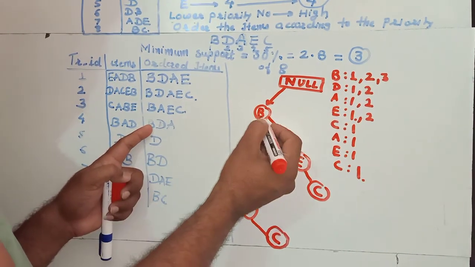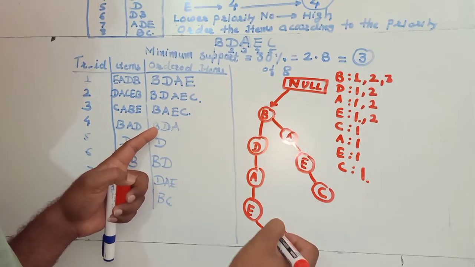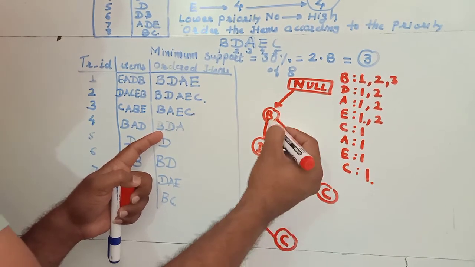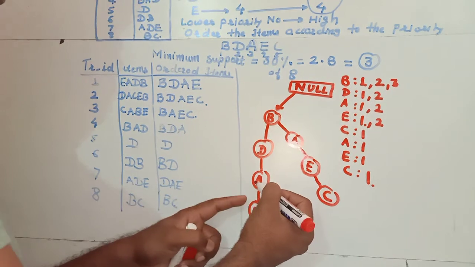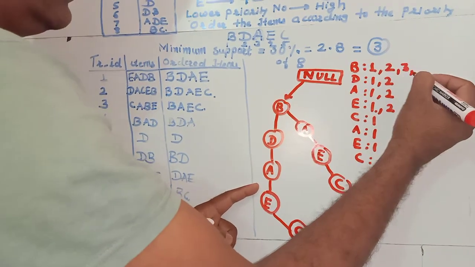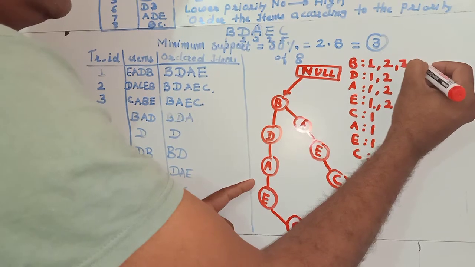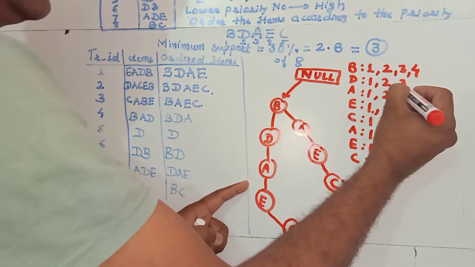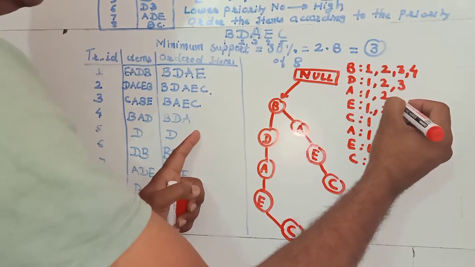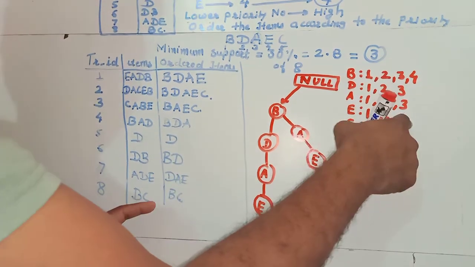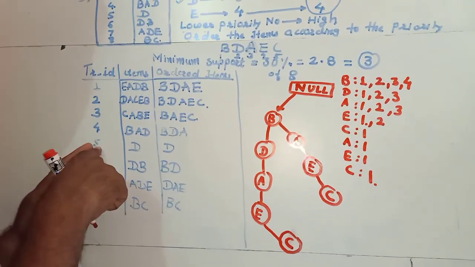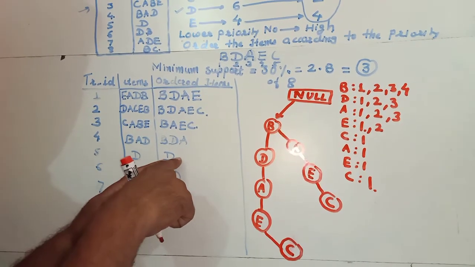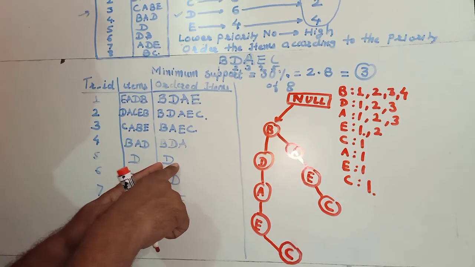If we trace from the root B, D and A, the sequence is already present in the tree. So we will increase the occurrences: B is 4 times, D is the third time, A is the third time, right? So this is how we have written the occurrences. Similarly, transaction ID 5, the new data is D, right?